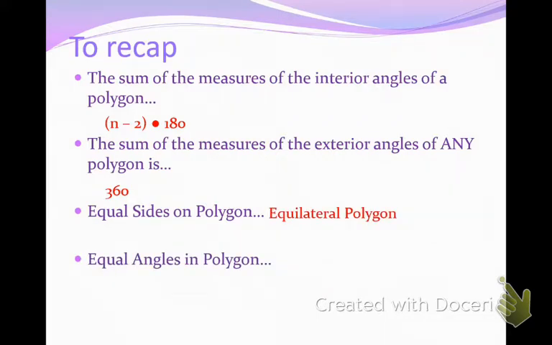Equal angles in a polygon. Go ahead, Abby. Equiangular.